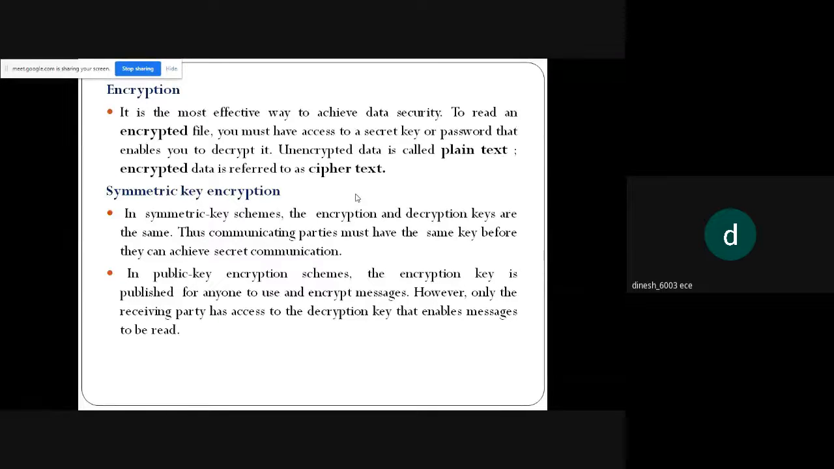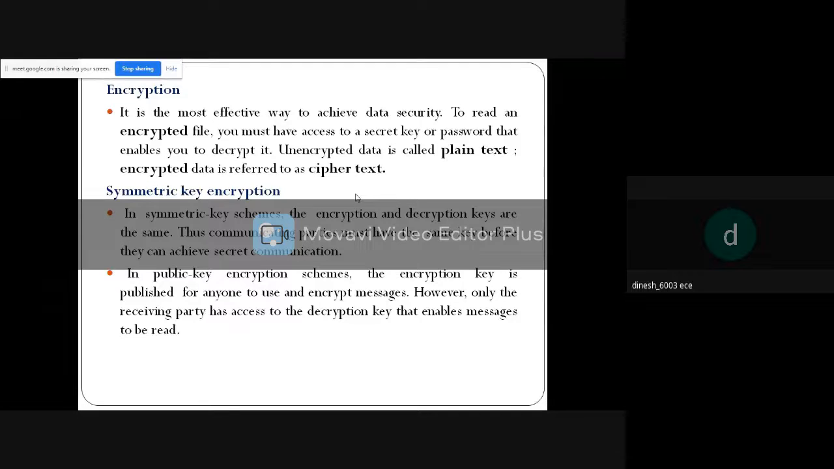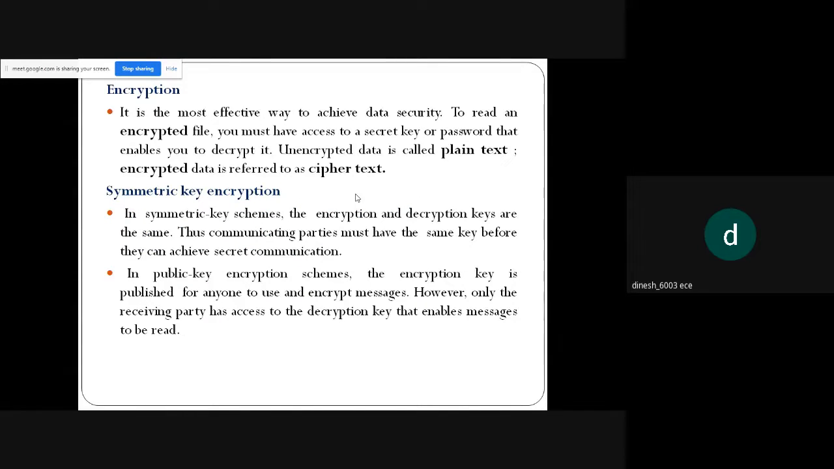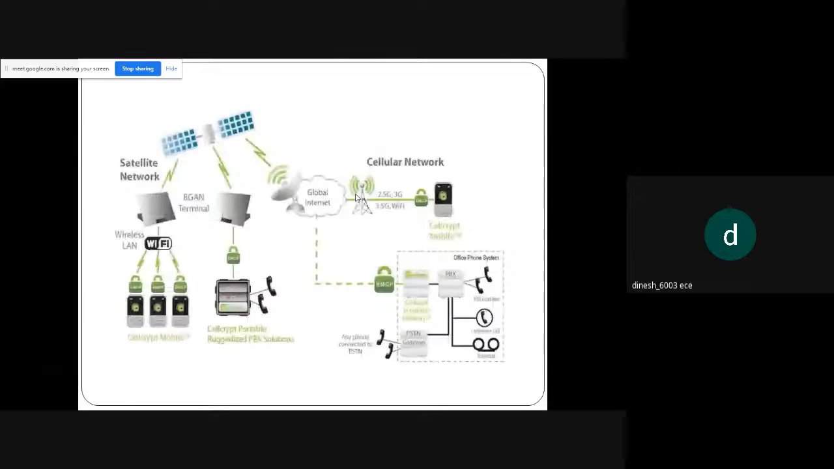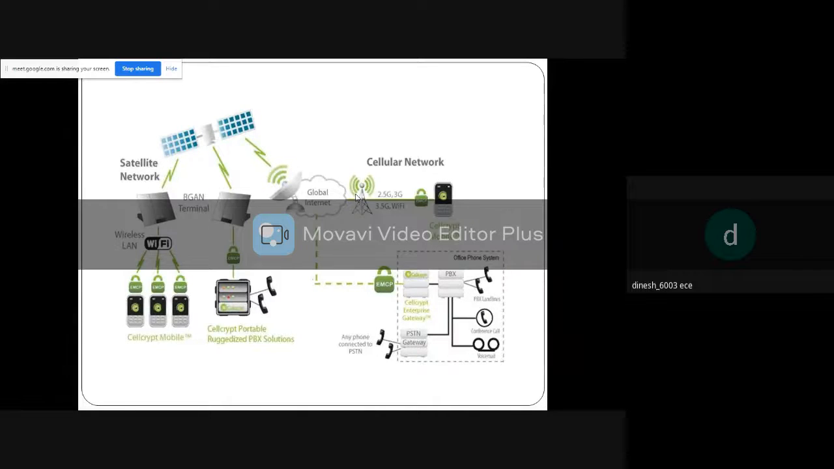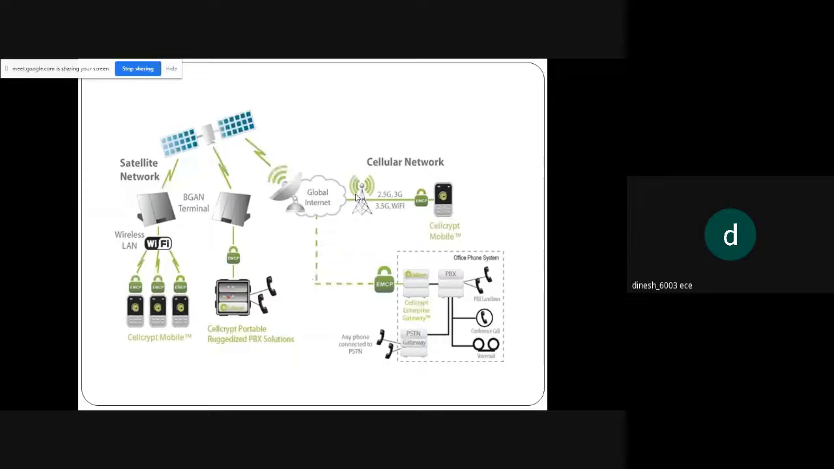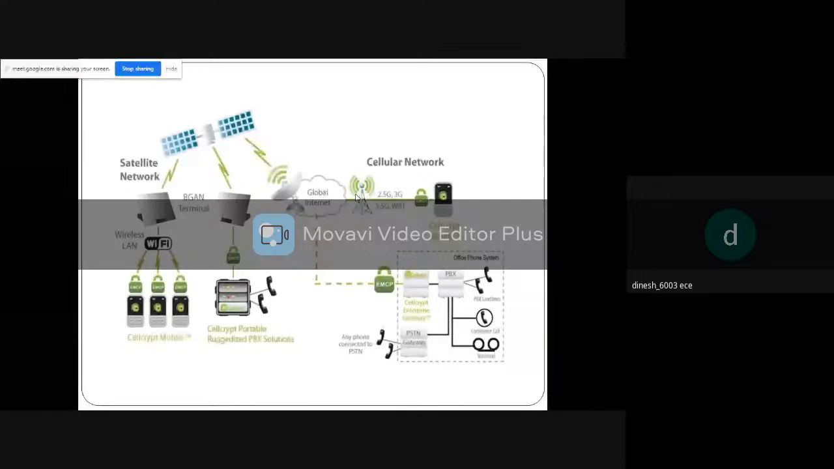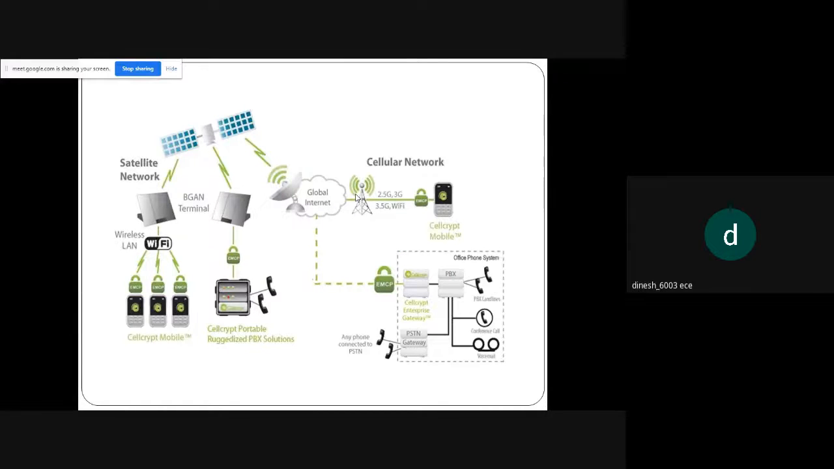In symmetric key schemes, the encryption and decryption keys are the same. Thus, communicating parties must have the same key before they can achieve secret communication. In public key encryption schemes, the encryption key is published for anyone to use to encrypt messages. However, only the receiving party will have access to the decryption key that enables messages to be read. So this is an example: satellite network, wireless LANs using Wi-Fi, wireless facility using cellular, mobile, portable solutions. This is obtained from the BGAN terminals, then to the global internet, either 2G, 3G, 3.5G, Wi-Fi, wireless facility, and so on, or office phone exchanges.